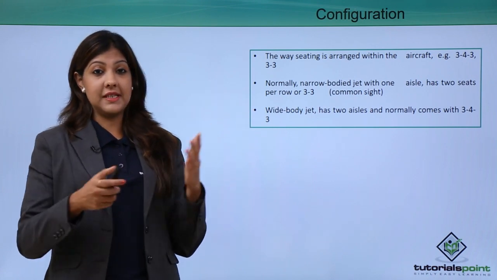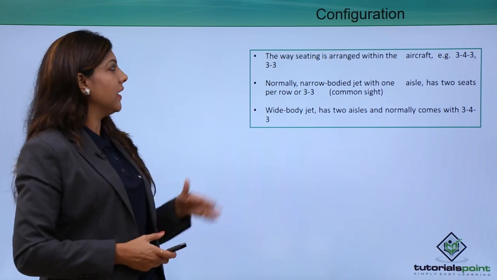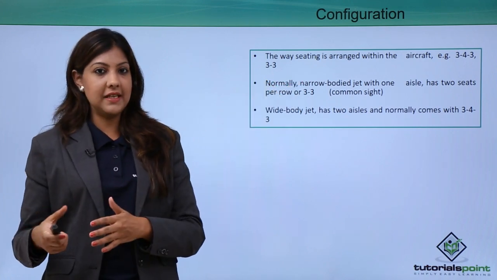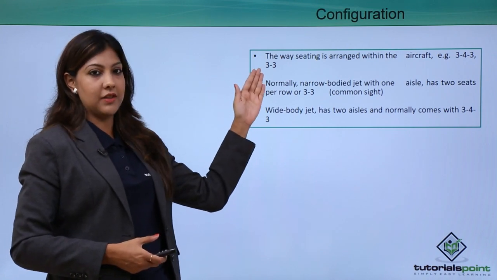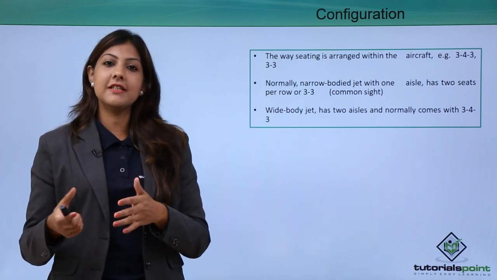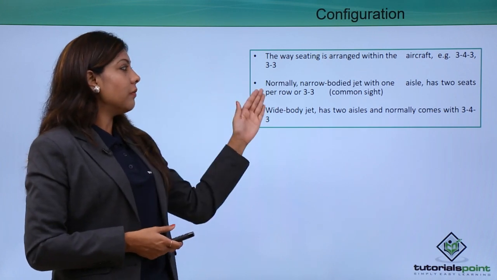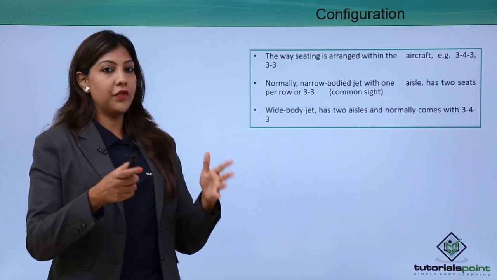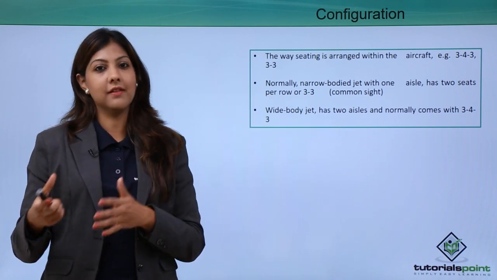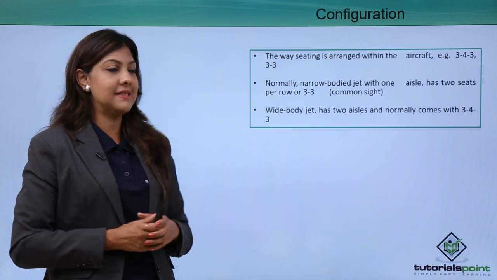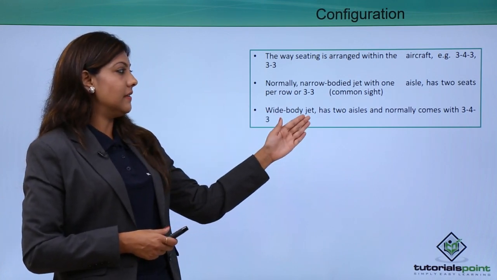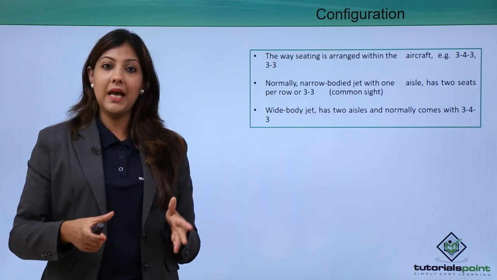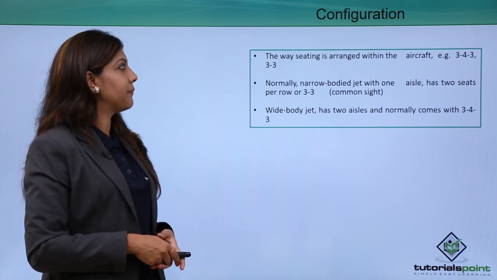The configuration of the seating arrangement is done in a particular manner. The way seating is arranged within the aircraft, for example 3 seats, 4 seats and 3 seats, or it can be just 3 by 3, that is 3 seats on the left side and 3 seats on the right side of the aircraft. Normally a narrow body jet with one aisle has 3 and 3, 3 seats on the left side and the right side also has 3 seats. Now this is commonly seen. A wide body jet has 2 aisles. Normally it comes with 3, 4, 3, that is 3 seats on the left, 4 seats in the middle and 3 seats towards the right side of the aircraft.